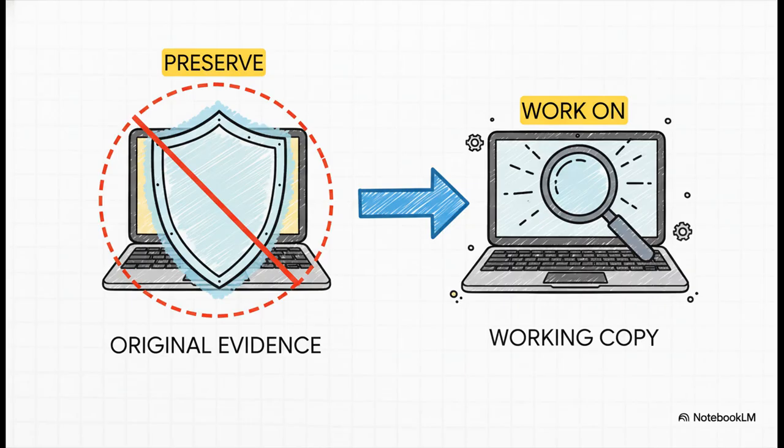And sitting on top of that entire process is the one golden rule you can never ever break: integrity. An investigator's number one job is to preserve the original evidence. You never work on the original hard drive, ever. You work on that verified copy you made to make absolutely sure the digital crime scene is left completely untouched.